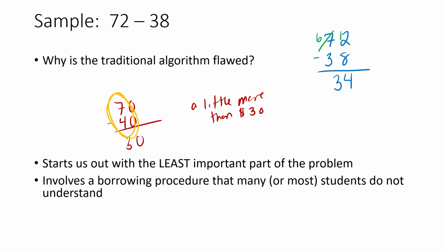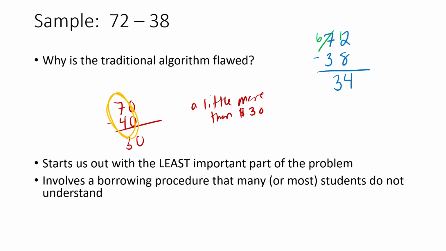It involves a borrowing procedure that many or even most students do not understand. And in fact, I would hazard that a lot of adults don't understand what's happening there. Why are we canceling this out and lowering it by 1 and adding a 1? Like, what's going on there?